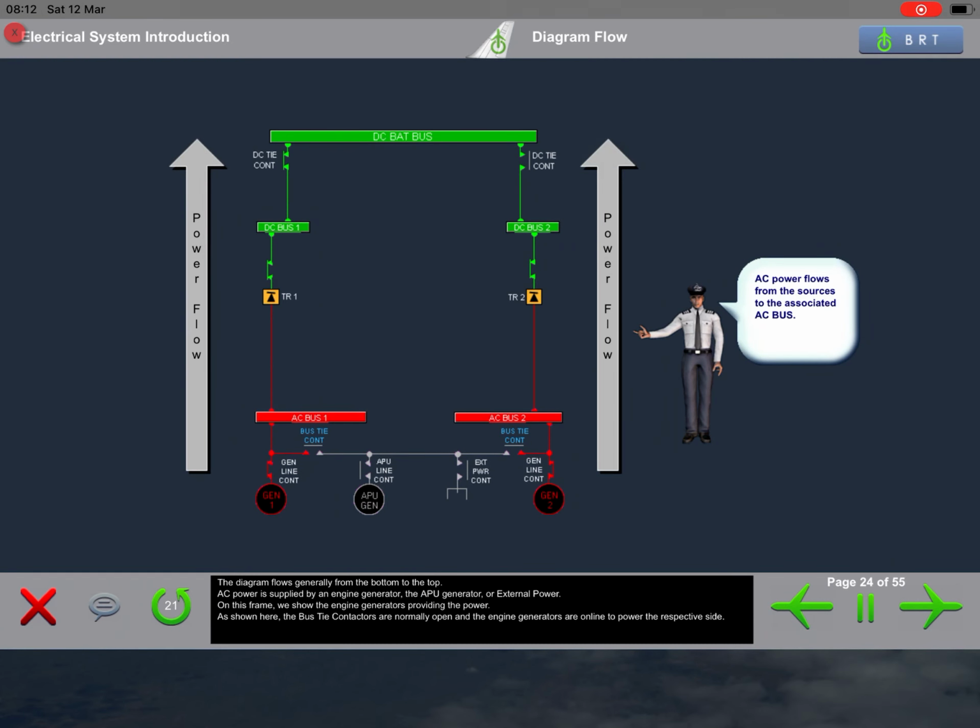The diagram flows generally from the bottom to the top. AC power is supplied by an engine generator, the APU generator, or external power. On this frame, we show the engine generators providing the power. As shown here, the bus tie contactors are normally open and the engine generators are online to power their respective side.